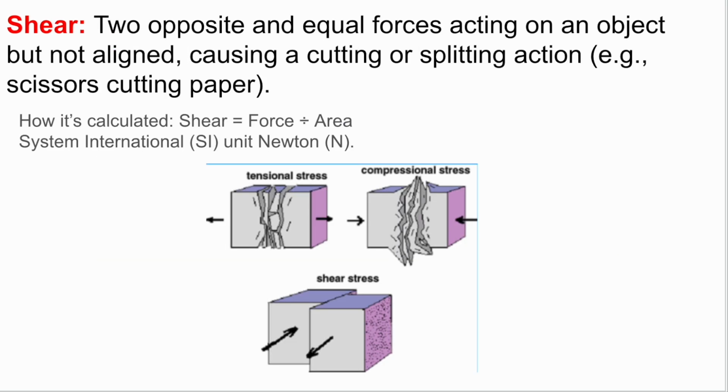When we talk about shear, we're talking about two opposite and equal forces acting on an object, but they are not aligned. This causes a cutting or splitting action, and you should think of scissors cutting paper. And this is force divided by area, which is a Pascal. So that's the unit that you would use. And you can think of it like this. You see that these are acting in opposite directions, and then you're going to get the shear or cutting or splitting type of reaction when you have a shear force.